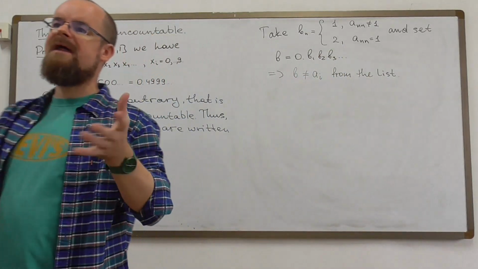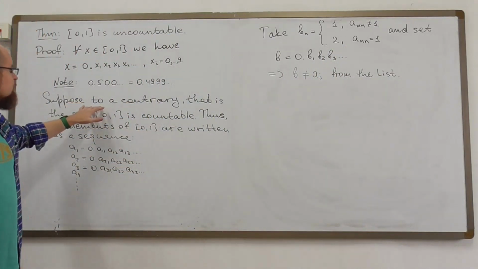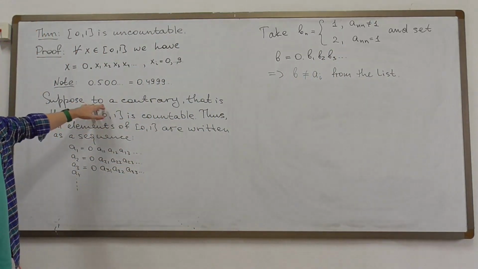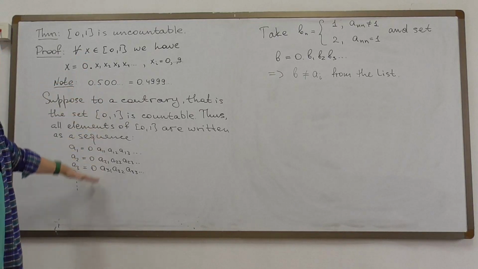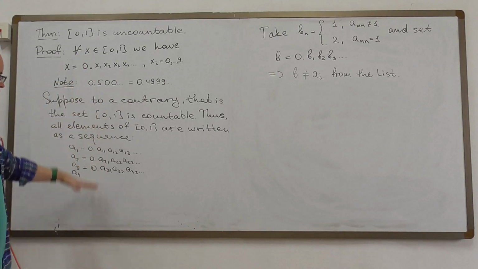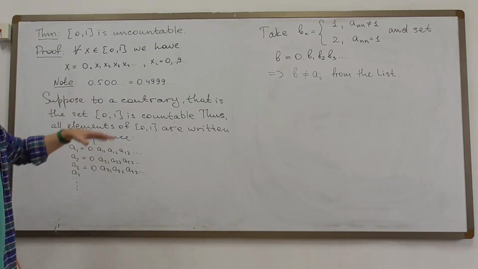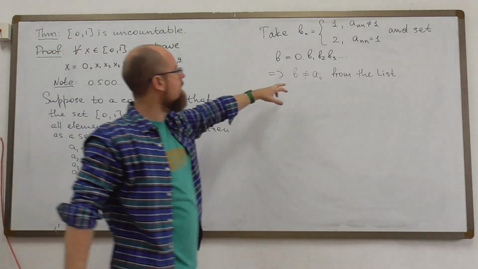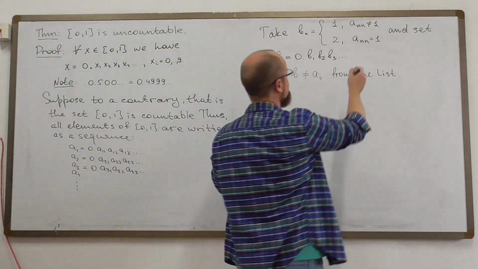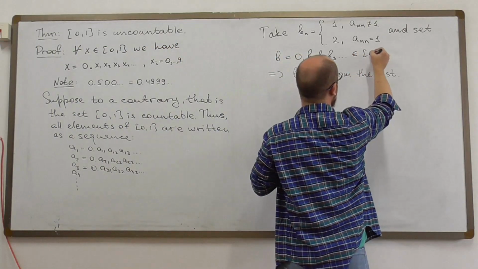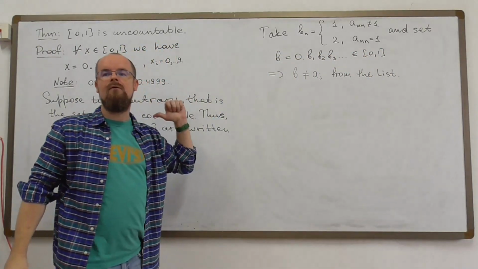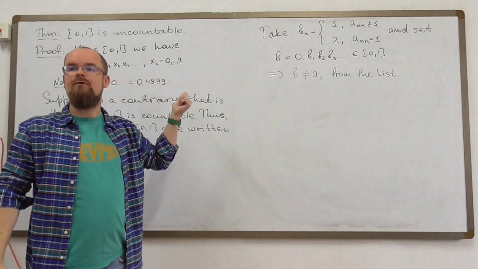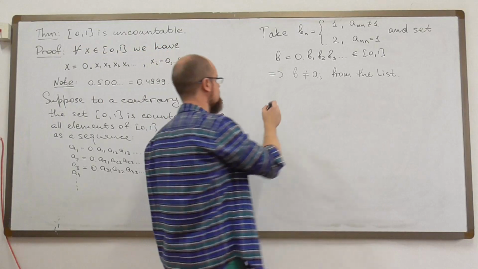So what did we manage to prove? Initially, we assumed that this set is countable, and so all its elements can be listed as a sequence, all of them. And then we constructed an element, let me state that it is from [0, 1], an element of this set which is not in that list, which contradicts our assumption.